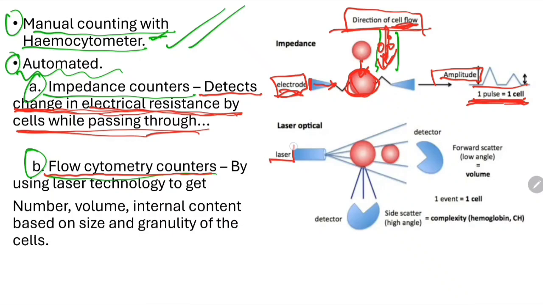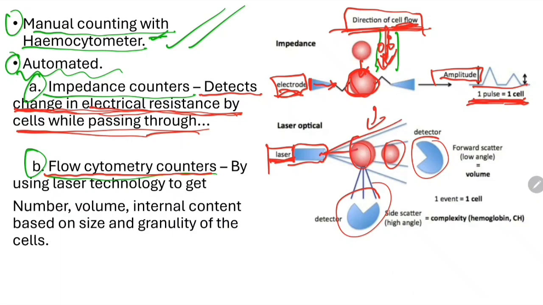What is that? We use a laser here. The laser is passing, and the direction of the blood flow is the same, okay. So the cell is passing and the laser is going, and this is the detector. They will detect the size, not only size. While passing, the laser ray will detect the size of the cell. They will detect the number of cells, the volume of the cell, obviously size, and internal content also. So hemoglobin concentration and other things will be known with this method.